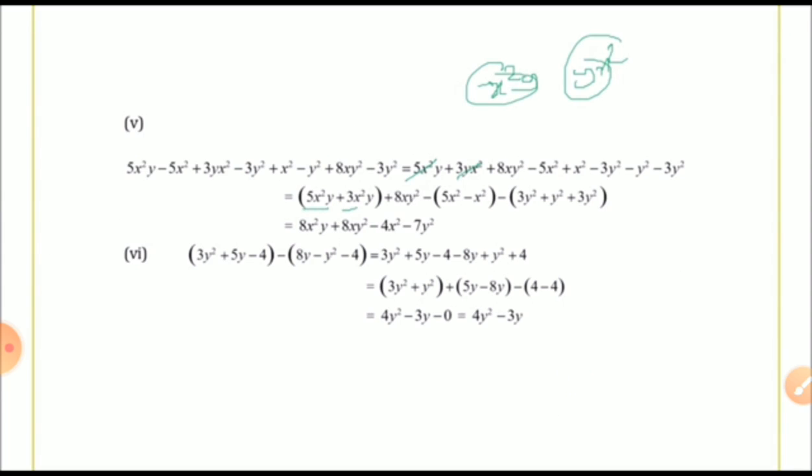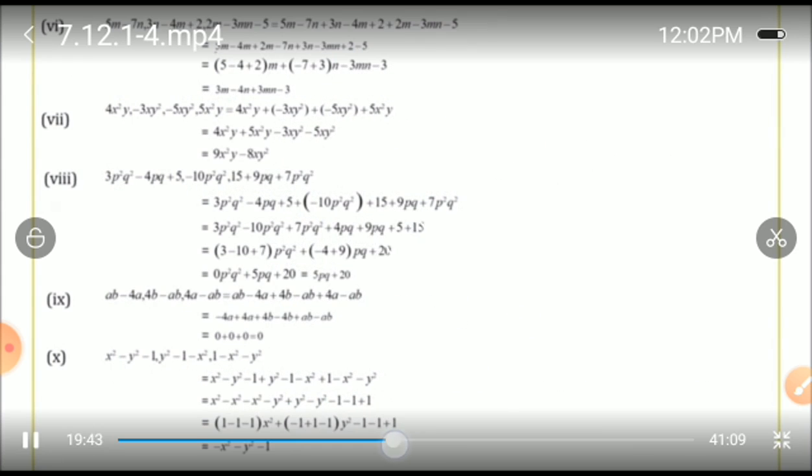But before that, I want to clarify fifth and sixth one. 8x square y plus 8xy square minus 4x square minus 7y square. How it came? By adding like term with like term, unlike term with unlike terms. Like terms only will add up, unlike term will remain as it is. Isn't it? And last sixth question answer is 4y square minus 3y minus 0. So only we can say 4y square minus 3y. Isn't it? Correct.